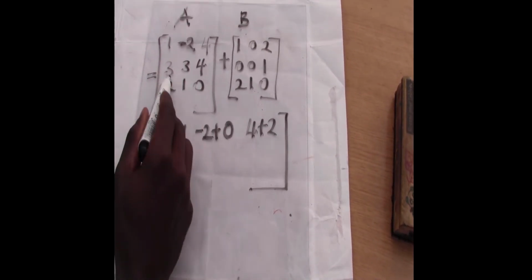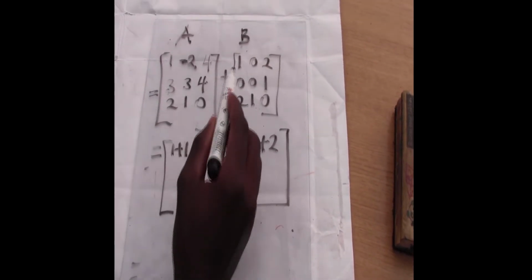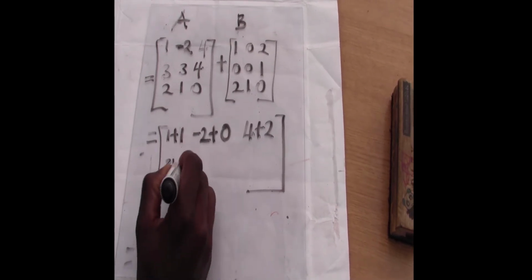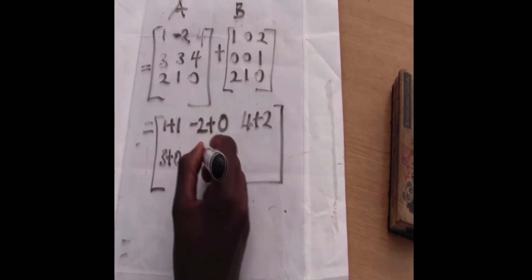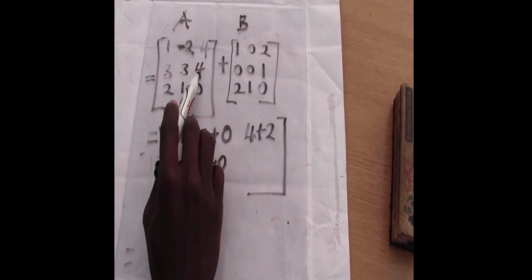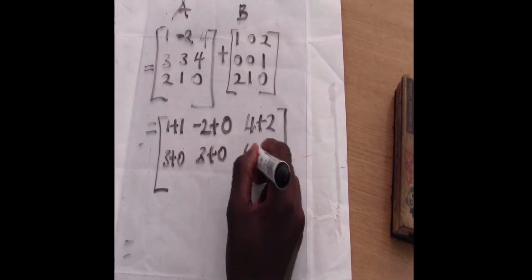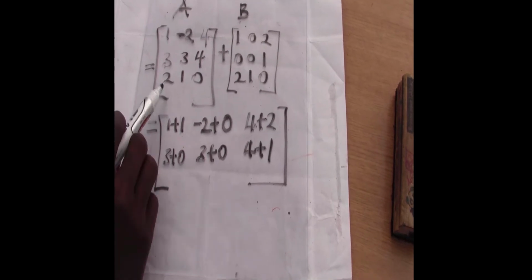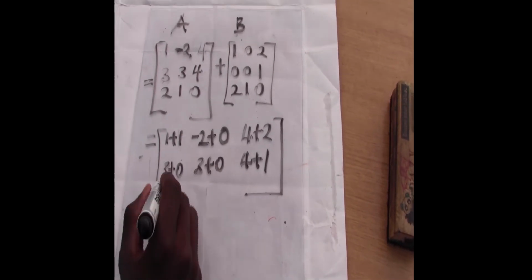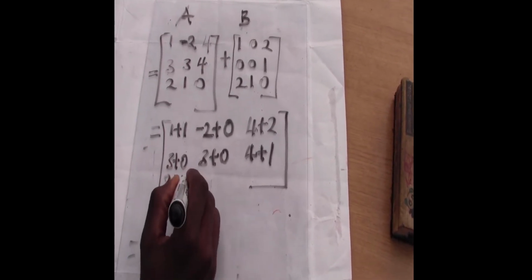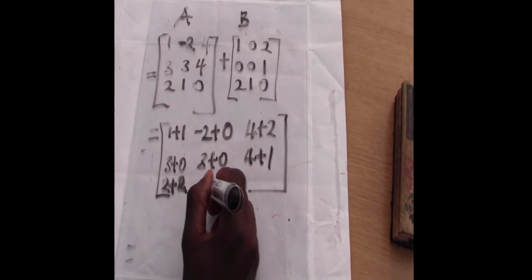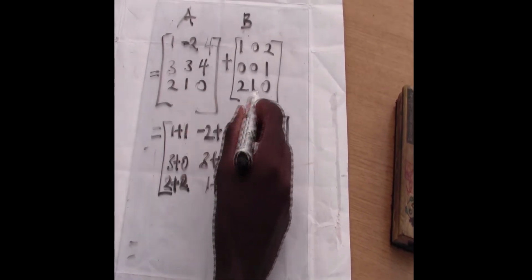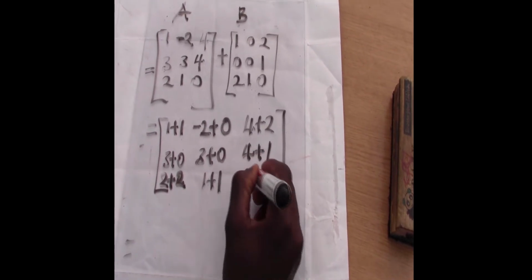The next step is 3 plus 0. And then this 3 plus this 0, so it's 3 plus 0. And then this 4 plus 1. And then the last part is 2 plus 2, and then 1 plus 1, and then 0 plus 0.